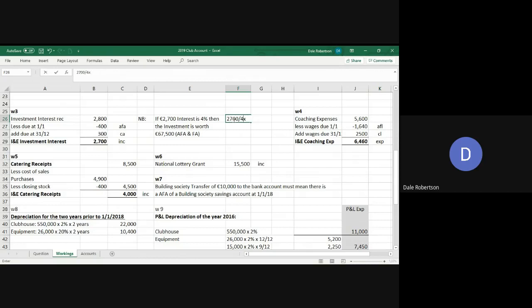That's how much money we have in a building society or in an investment fund, and it's still a fixed asset at the end of the year, assuming we have not sold it or got rid of it.